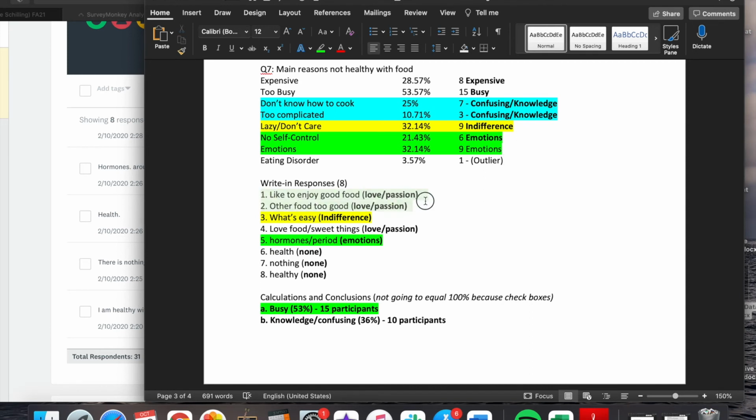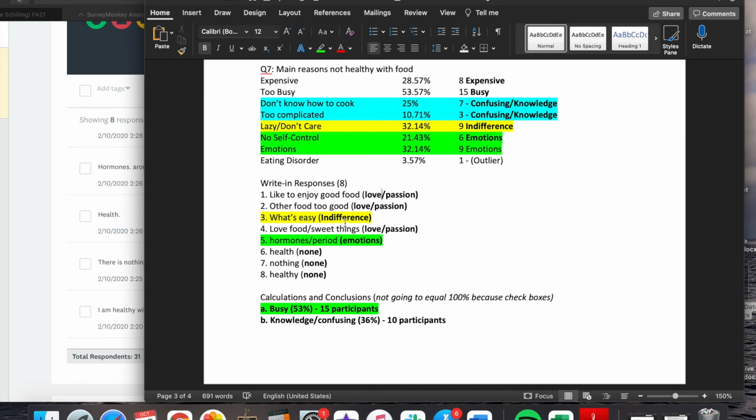So someone said, I like to enjoy good food. I didn't really think about kind of the positive reason for not being healthy with food. So I have to add a new category, and that's really why you ask for write-in responses, because you want to add a new category. So I said, okay, love, passion, that's actually a category that I missed out on. So I have 3 people. Other food is too good. And then love food again. So this is a love, passion. So I have 3 people now for a new category.